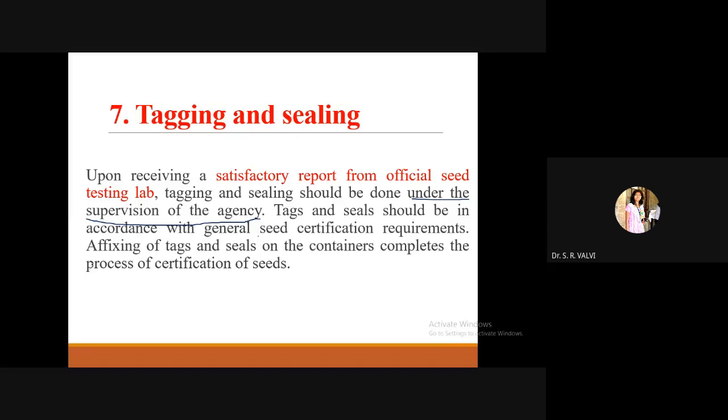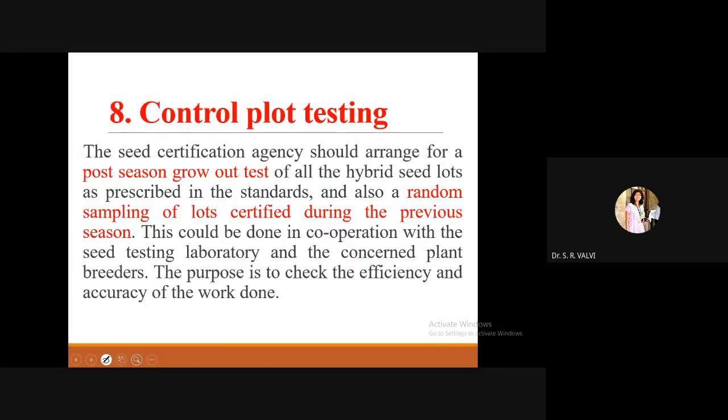So particular tag means what? Some packing has the yellow tags or the golden tags or the green tags or the blue tags. So according to the seed certification requirement, you have to use those particular tags and seals. Affixing of tags and seals on the containers completes this process of tagging and sealing. Now, control plot testing. This is the last testing for this seed certification.